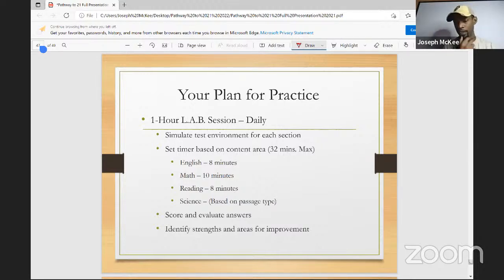Always score and evaluate your answers, because you want to see if you're on track to get the number of questions right you need to. Remember, 49 to 51 for English, 30 to 32 for math, 20 to 21 for reading, and 20 to 22 for science. We're always trying to track to see if we're on pace to get those questions. Always look to identify those strengths. And those questions that you get incorrect, go back and go through those steps. Go through each area and go through those steps. Find out where you made your mistake, and then see if you can get it correct the next time.